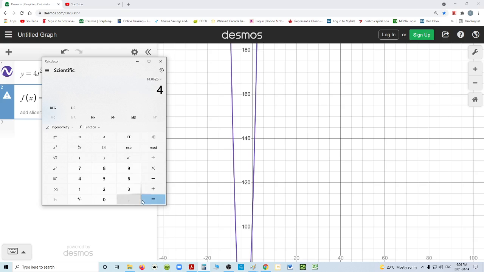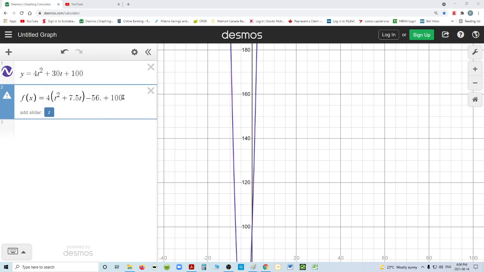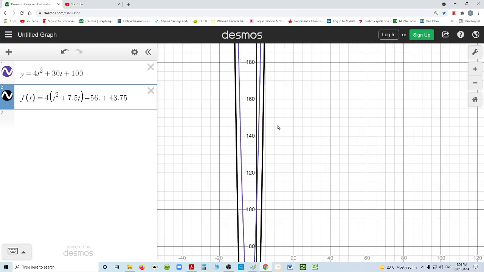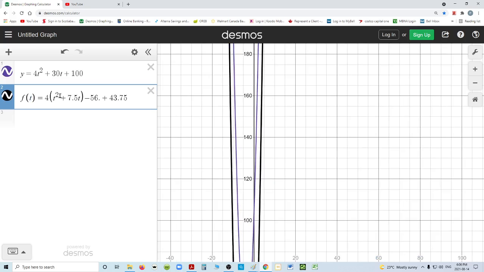Times 4, and it's negative. And then when I add 100, that's the problem, I shouldn't have converted that. 43.75. So this is the correct factoring. And I've got to do f of t. There we go. Now it still didn't get it right.